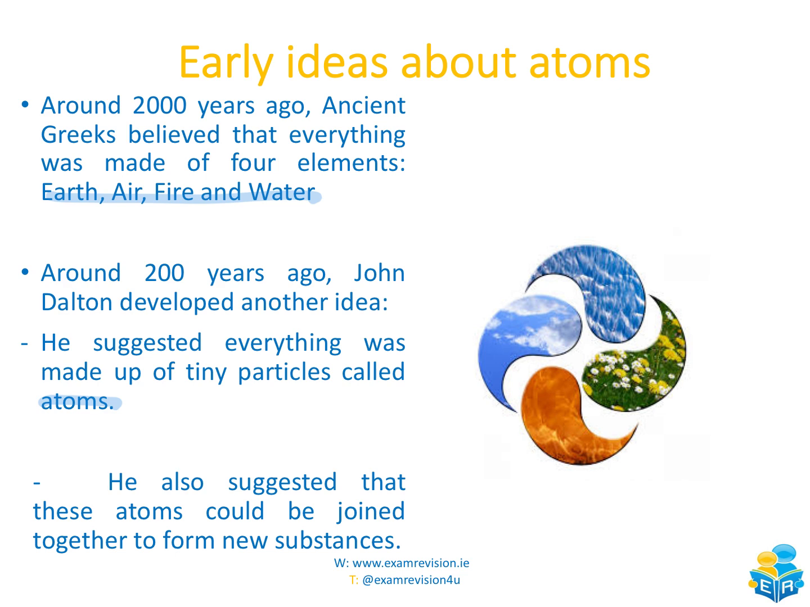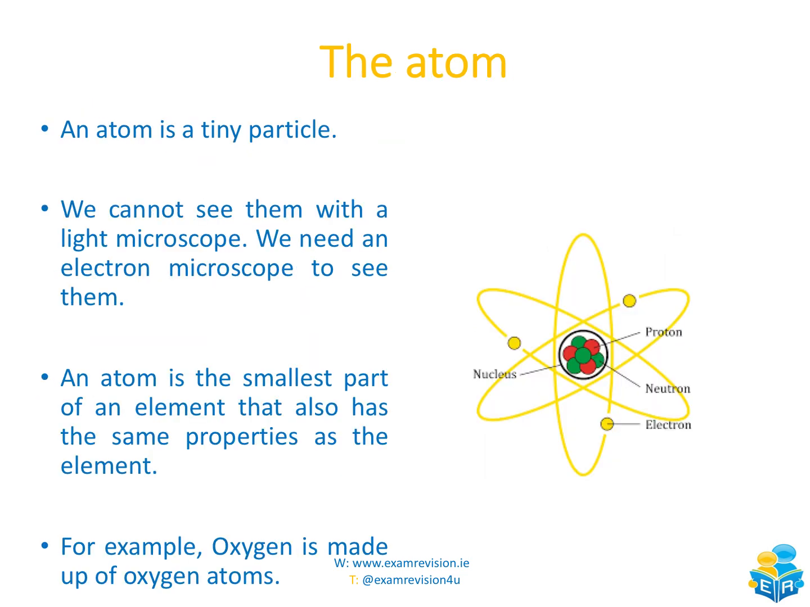We're going to look at the structure of the atom and how these can be joined then to form new substances. So what is an atom? An atom is a tiny particle. We cannot see them with a light microscope, so they're the microscopes that you'll have in your school laboratory. We need an electron microscope to be able to see them, so it's a more powerful microscope. An atom is the smallest part of an element that also has the same properties as that element.